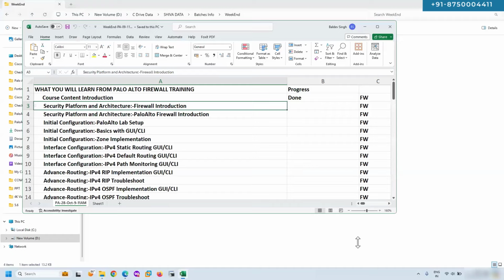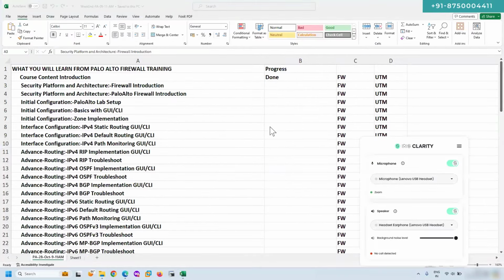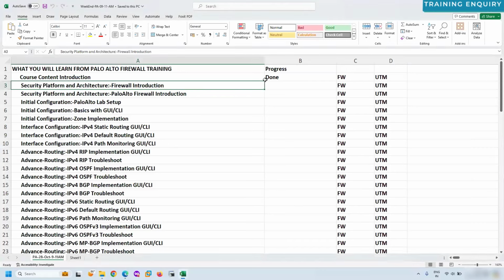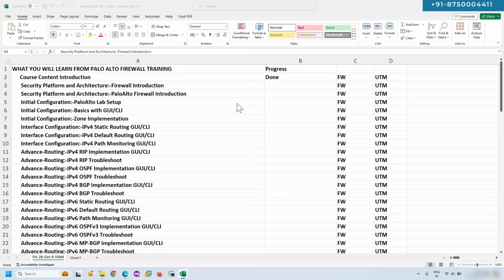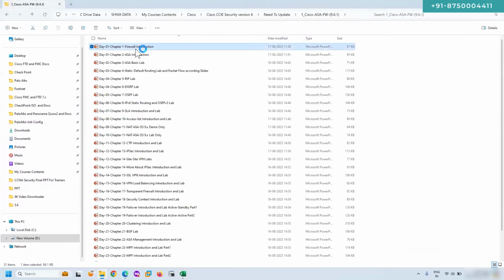Now, today, we will start with firewall introduction. To understand firewall clearly, I will take the reference of different vendors like Cisco. So you can create your own notes using the recording when you revise your session. Now, let's start with firewall introduction.